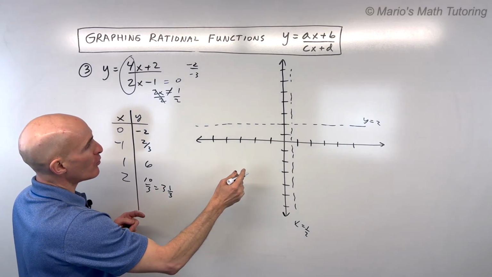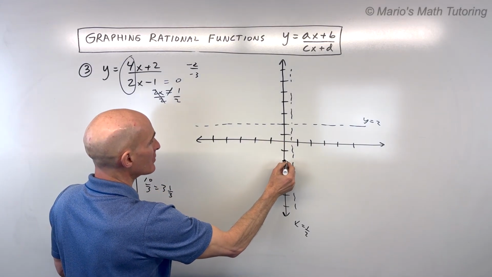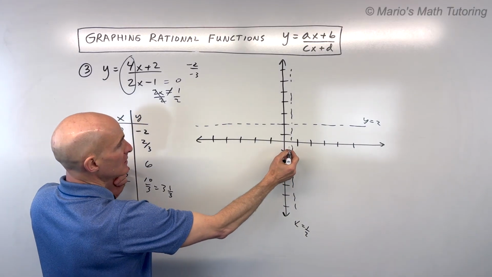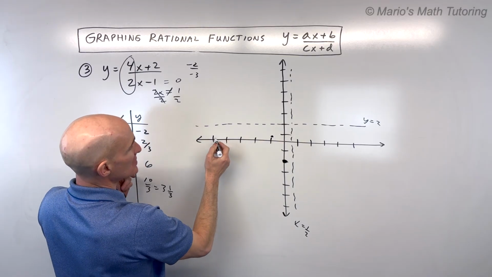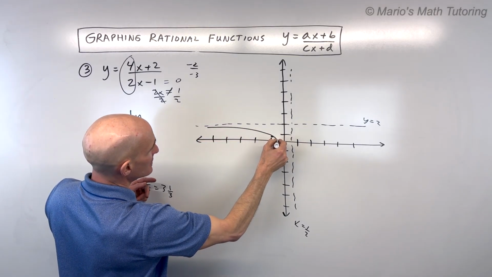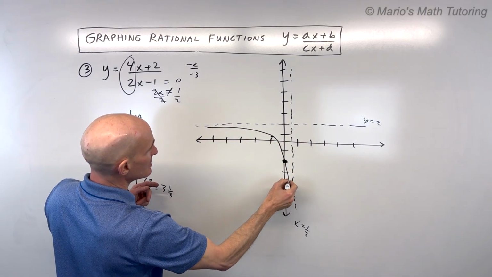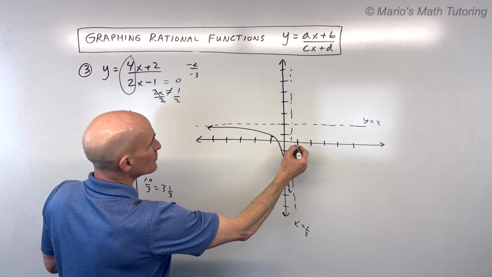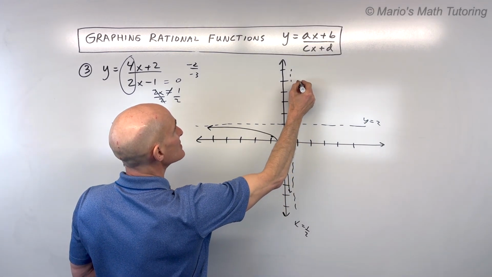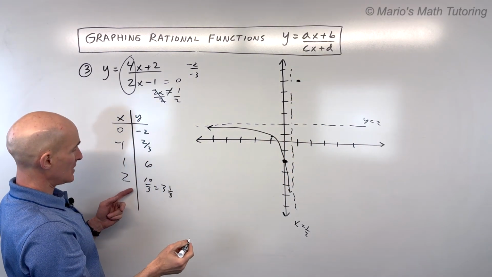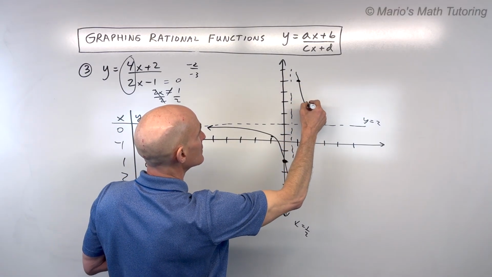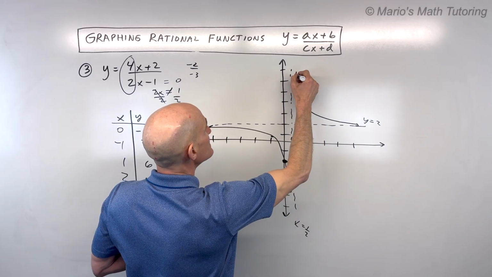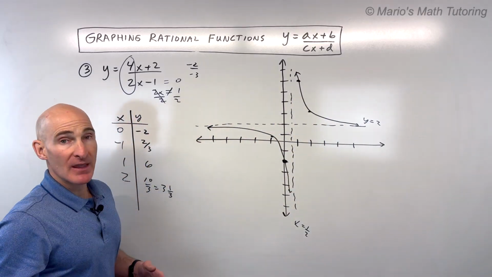Okay, let's plot these points. So 0, -2 is right about here. -1, 2/3 is right about here. Okay, so you can see this branch is kind of something like this. And then 1, 6 would put us 1, 2, 3, 4, 5, 6 right about here. And 2, 3 1/3 would put us right about here. So that's the other branch of our hyperbola. And you've got a good graph.